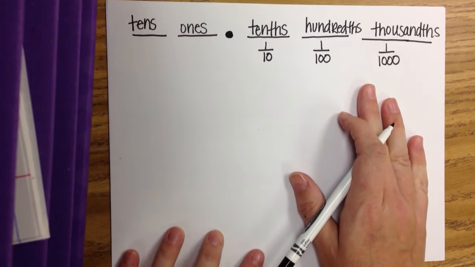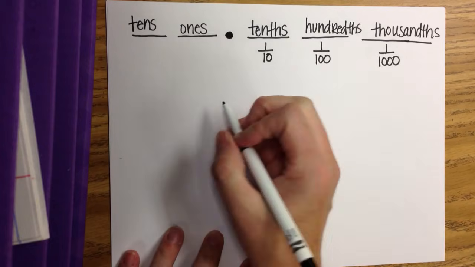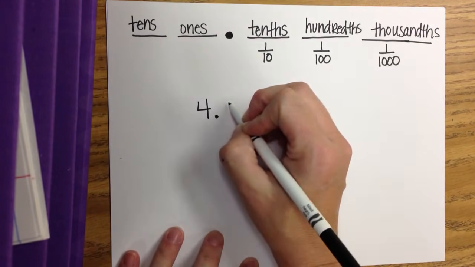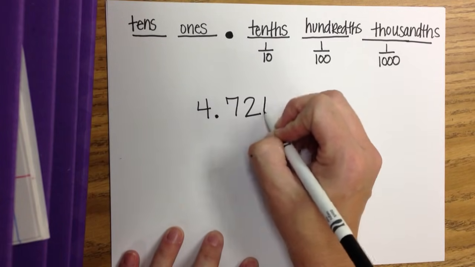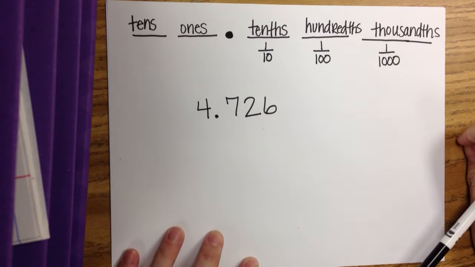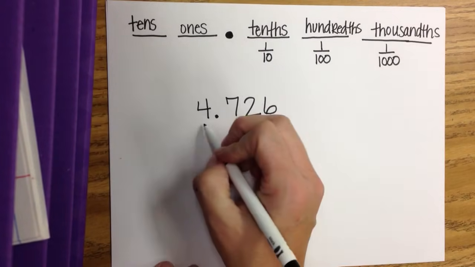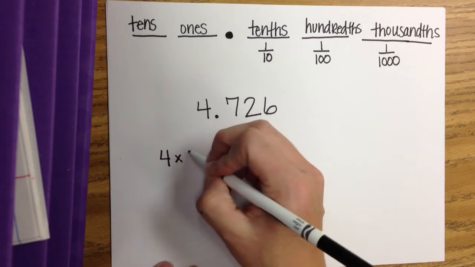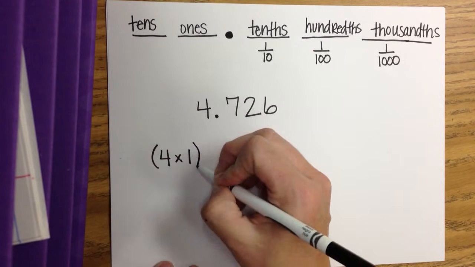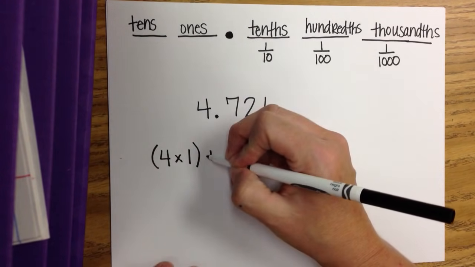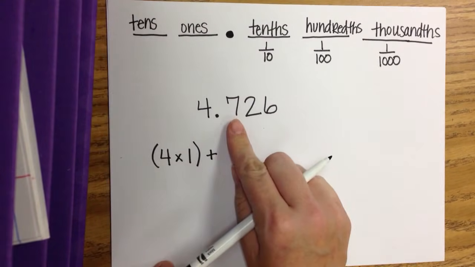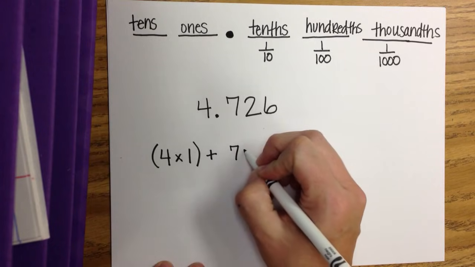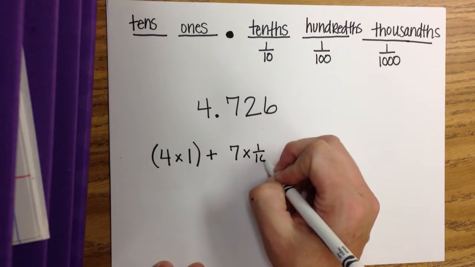When we talk about expanded form, for example, if we look at a number such as 4 and 726 thousandths, we know that this whole is in the ones place. So I can write that as 4 times 1 whole. Plus, there are 7 1/10 pieces. So I'm going to write 7 times 1/10.